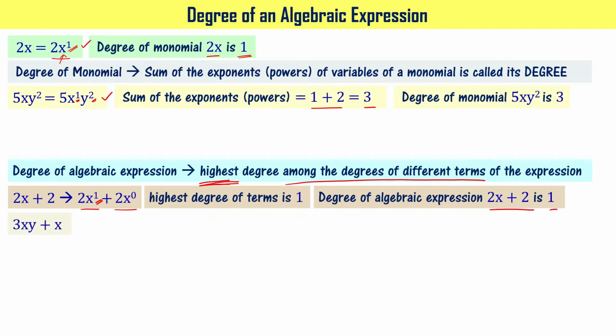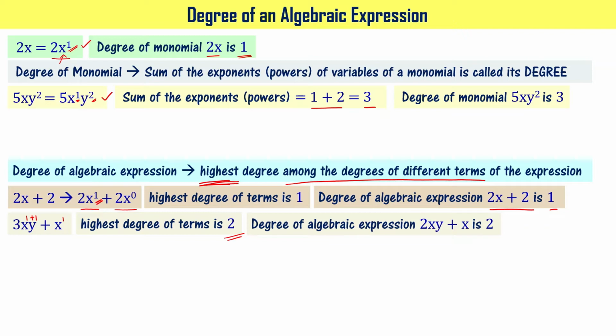3xy plus x is another algebraic expression, right? Its highest degree is 2. The reason is that you have x power 1, y power 1, right? And here x power 1. This 1 plus 1 is 2. That's why the highest degree of the terms is 2. Hence, the degree of the algebraic expression 3xy plus x is 2, right?